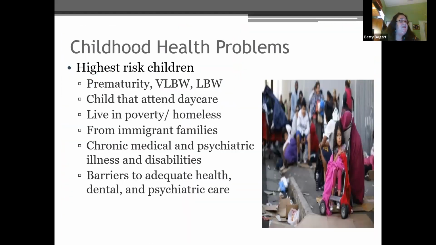Health problems: the highest at risk are those born very small, whether it's very low birth weight or low birth weight. Those children are born with a lot of problems with their lungs and nutrition. Their skin is not completely made. It's very pink and you can see through it, and they're at risk for all sorts of sepsis.